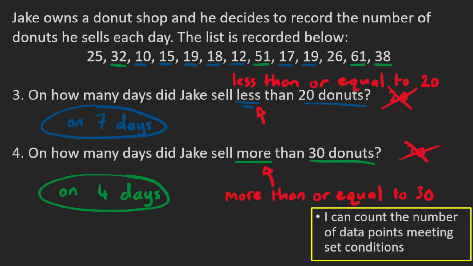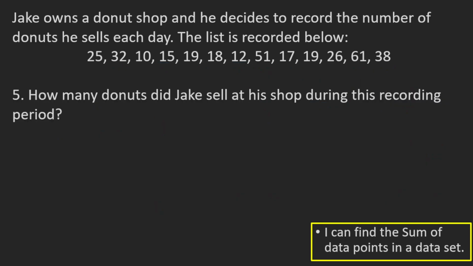Okay. Let's move on to our last success criteria. You can see that here. I can find the sum. So the word sum means adding. I can find the sum of data points in a data set. And an example question of this is, how many donuts did Jake sell at his shop during this recording period? Well, in order to find this out, we need to add all our numbers together.